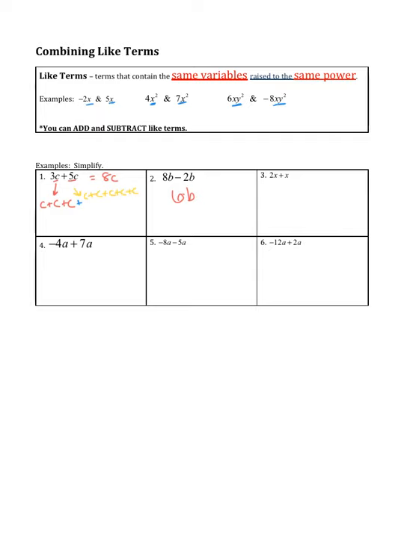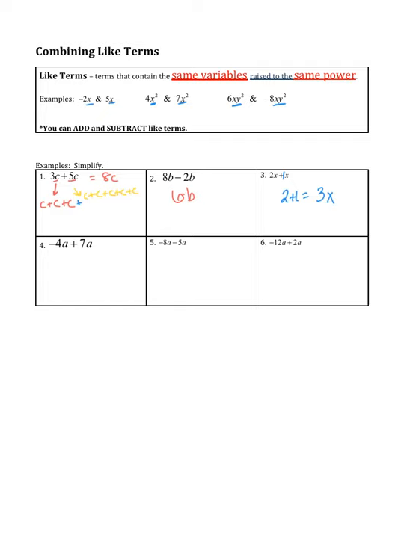Now 2x plus x, that's interesting. Remember what I just said about the number in front of a single x. If you do not see a number, it's like saying 1x. So you actually are going 2 plus 1 is 3. Put the x on the end. Those are like terms. I can do that.